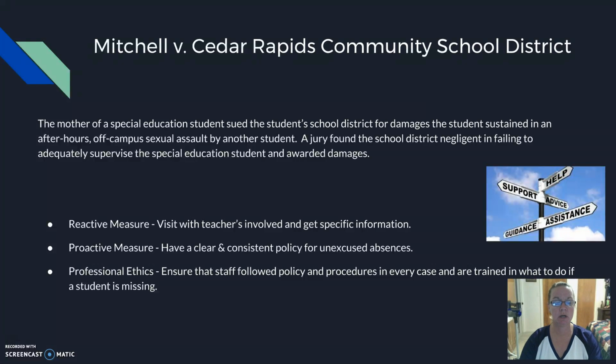As a reactive measure, I would sit down and visit with the teachers involved, get all the specific information, gather it all up, visit with everybody, and review the IEP. Proactive measures: have a clear and consistent policy for unexcused absences. Make sure that students are accounted for, and if they're not there, that you're following your policy. So your professional ethics is to ensure that all staff is aware of the policy and how to go about the proper channels of taking care of it if a child is missing.